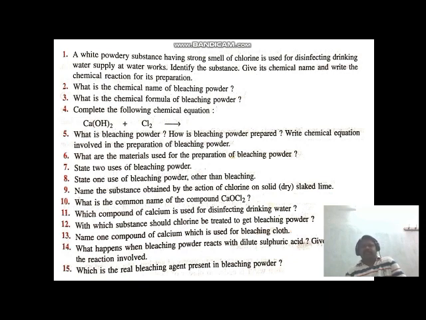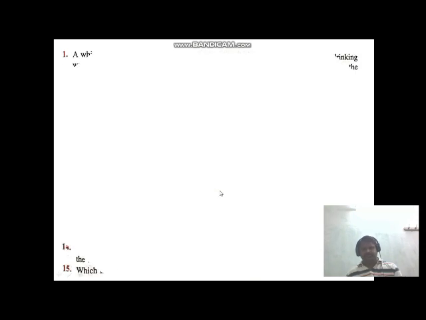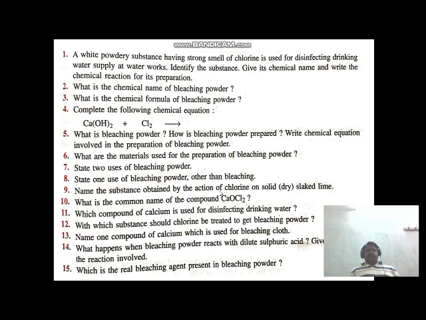So complete the following chemical reaction. See here, the fourth question: complete the following chemical equation. Ca(OH)2 plus Cl2. This is the answer for the first question. And what product is formed? That is the answer for that. Answer for the second question and answer for the third question.